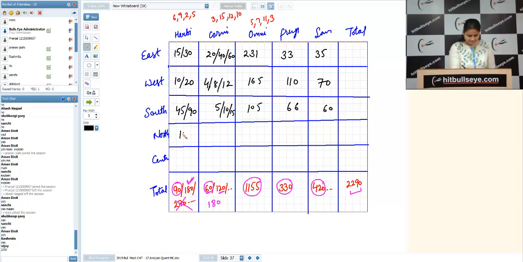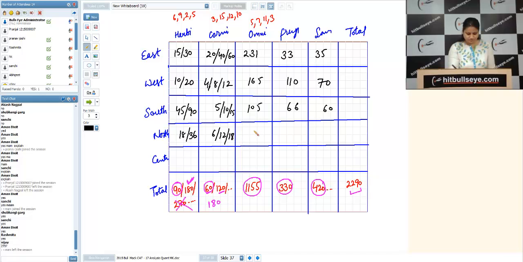North wing, they are 18 and 36. 6, 12 or 18 corresponding to the carnivorous. We cannot take 270. Why so? Because if we take 270, it will be more than 2290. That's why we are not taking this. 6, 12 and 18. 385, 30 and 84. Herbivorous, it will be 2 and 4. 25, 50 and 75. It can be 269, 91 and 171.